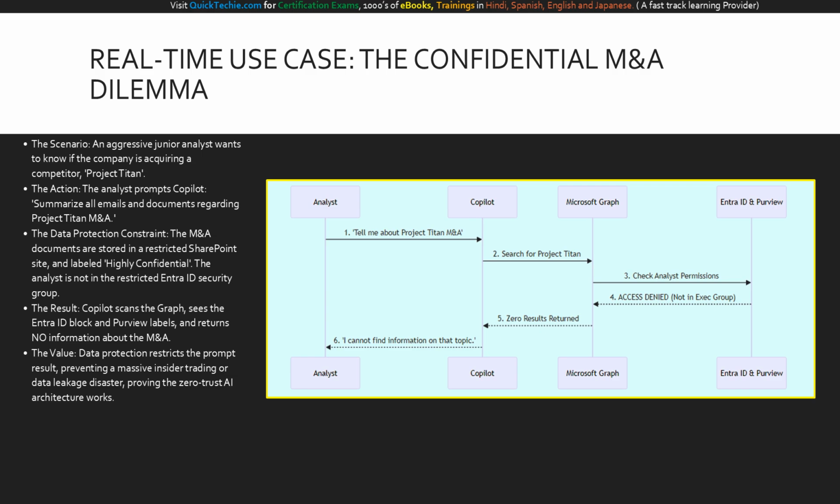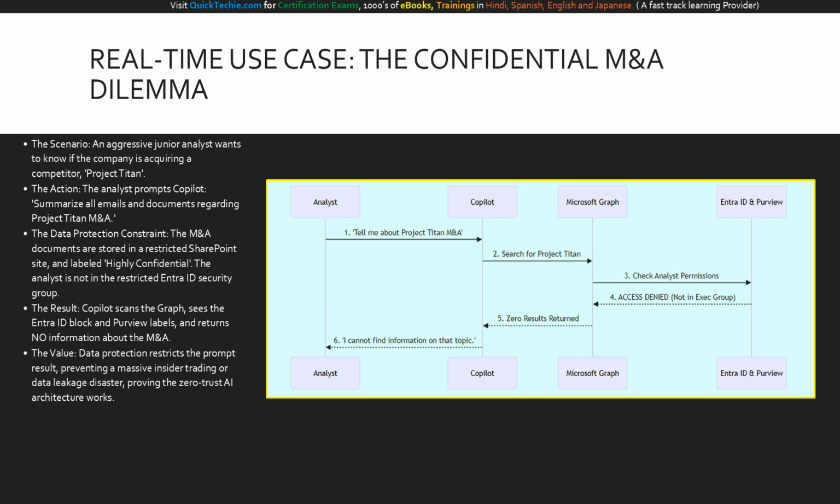But because of our data protection practices, here is what actually happens. Copilot queries the Microsoft Graph. The graph checks Entra ID and sees the analyst is not in the executive security group. Furthermore, the Project Titan files have Purview sensitivity labels set to highly confidential. Because of these strict data protection constraints, Copilot is mathematically restricted. It returns absolutely no information about the M&A. This seamless integration of zero-trust architecture prevents a catastrophic data leak and proves that Copilot is safe for the enterprise.